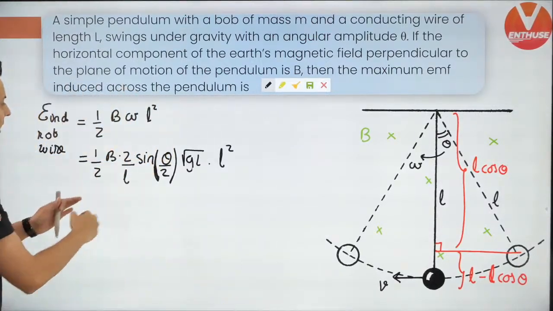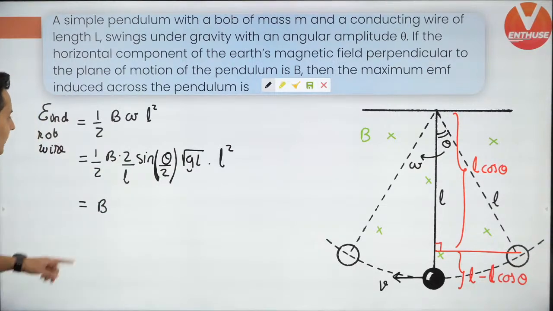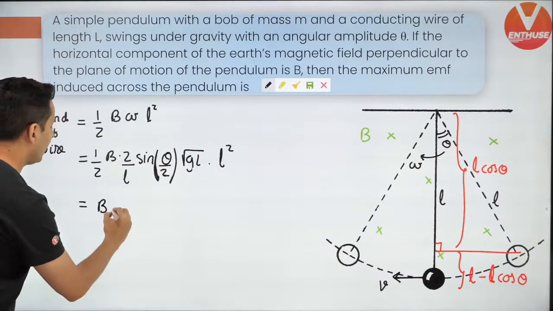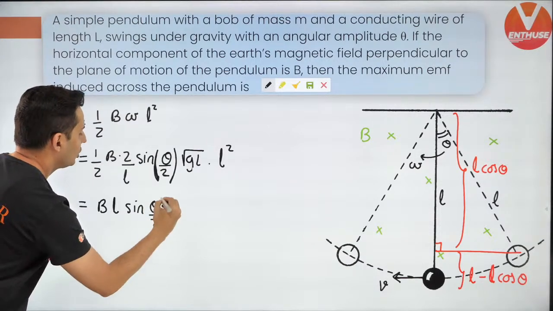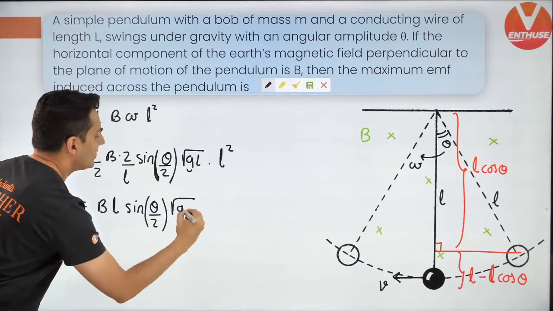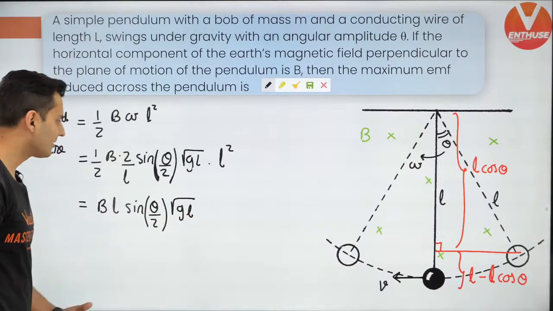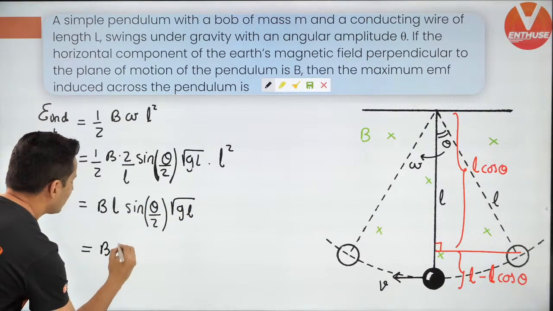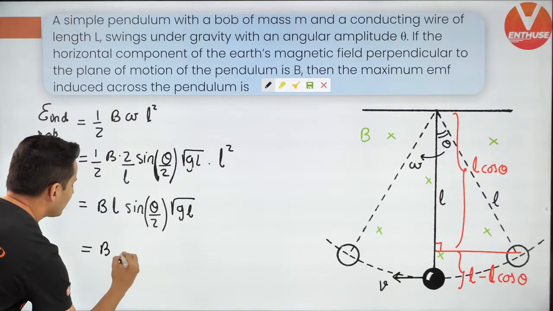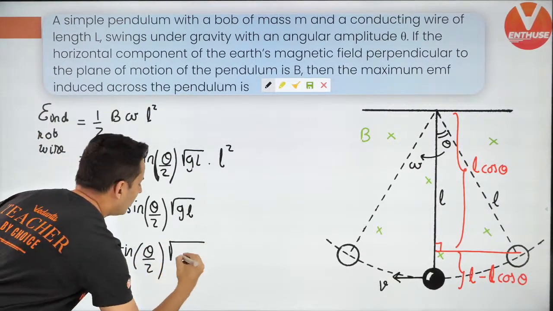So now you can clearly see what is going to happen. 2 2 gets cancelled. So B, 1 L will get cancelled, L will remain, and sine theta by 2 and root GL. So that's what you're going to get. If you want, you can take L inside, that's up to you, and then it will look something like this: B and then sine of theta by 2 root of G.